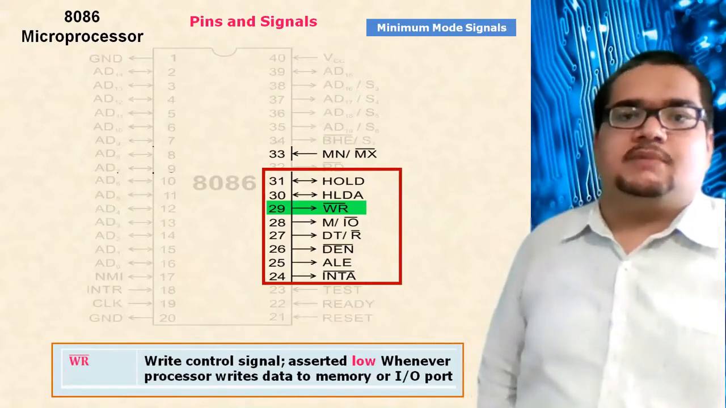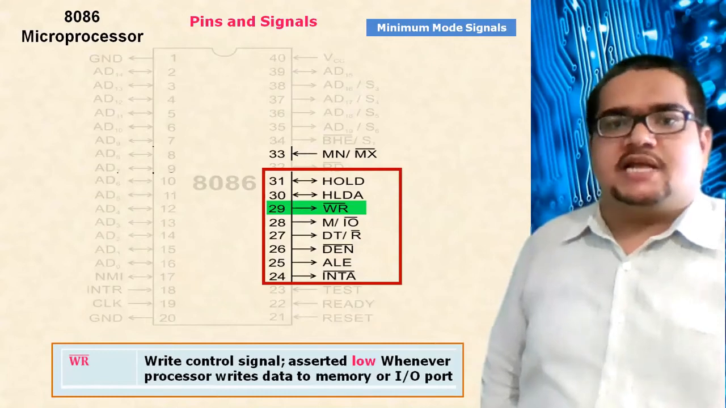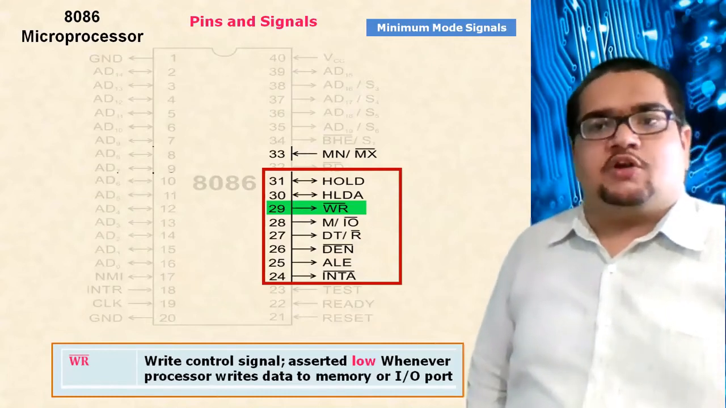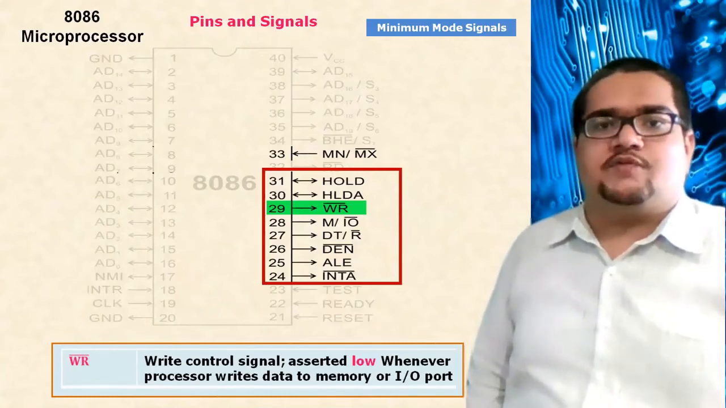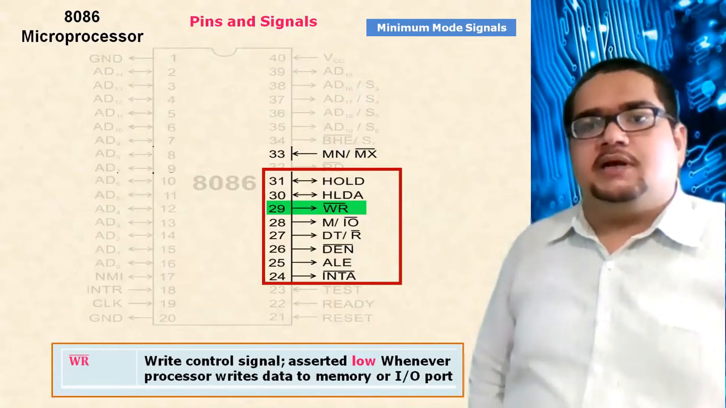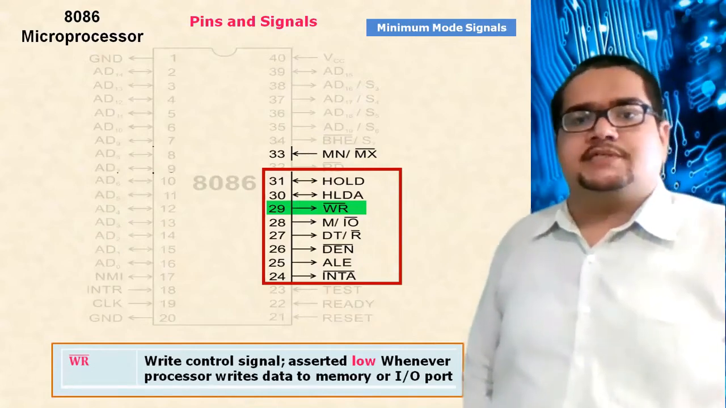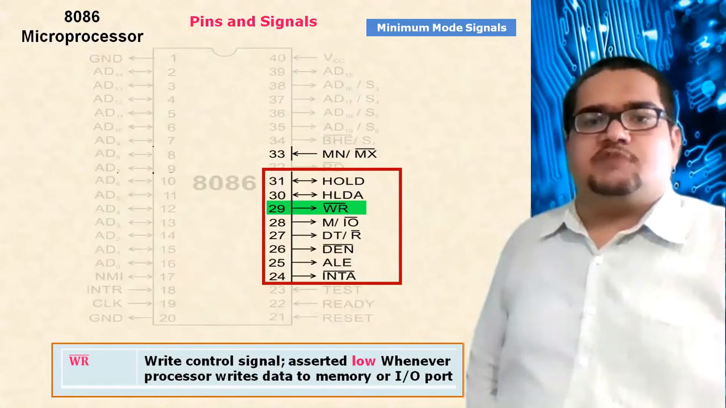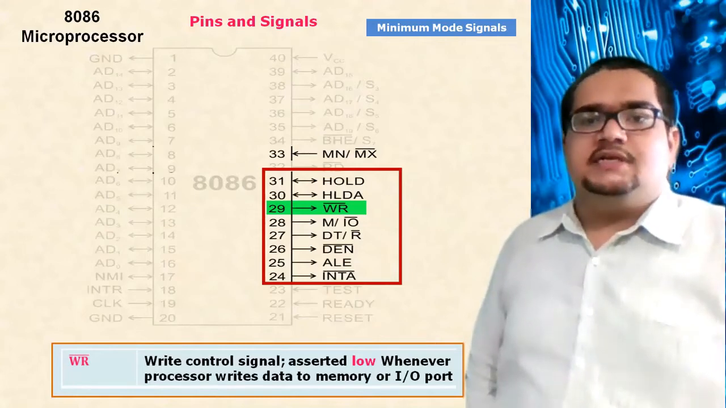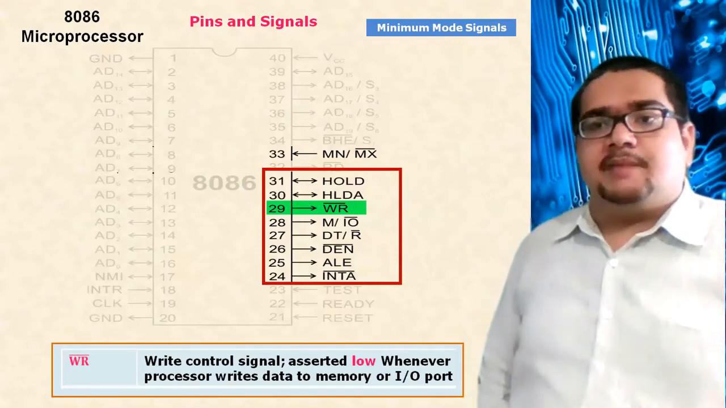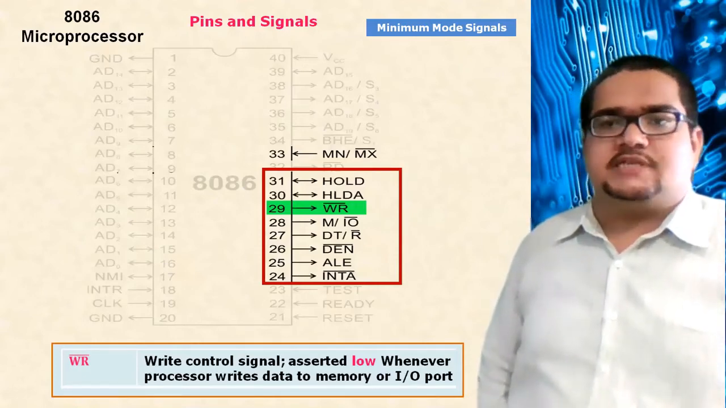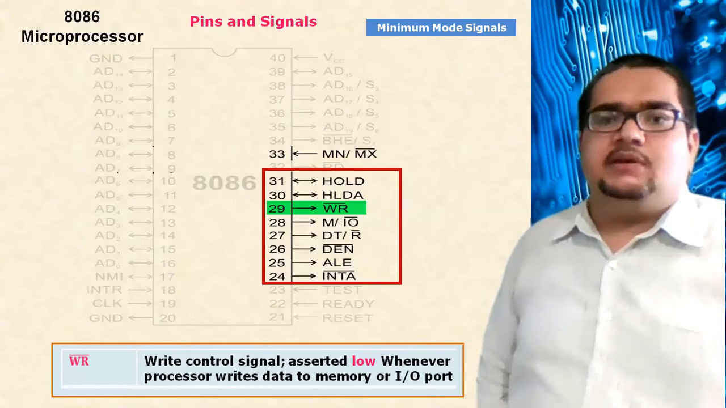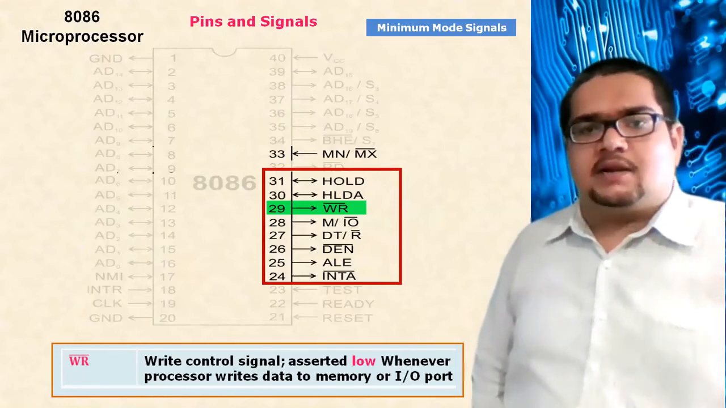So for that one, pin number 33, MN/MX bar, is responsible. If you give a logic 1 on this particular input signal of 8086, the processor will go into minimum mode of operation. And in minimum mode, pins 24 to 31 will be assigned these functions: hold acknowledgement, write, memory/IO bar, data transmit/receive, data enable, address latch enable, and interrupt acknowledgement.